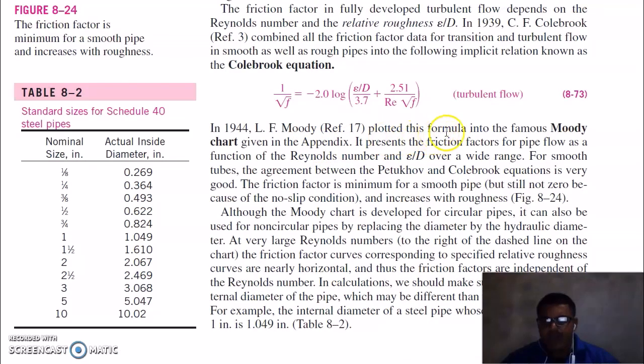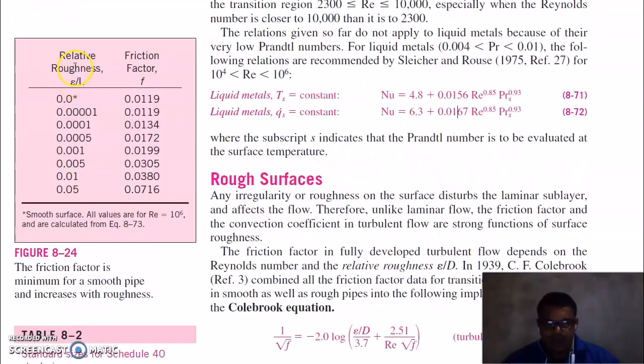Also, the Moody chart is given. It presents the friction factor for pipe flow as a function of Reynolds number over a wide range. For smooth tubes, the agreement between the Petukhov and Colebrook equations is very good. So this is your relative roughness versus friction factor. The friction factor is minimum for a smooth pipe and increases with roughness. You can see as the e by D ratio increases, your friction factor also increases.